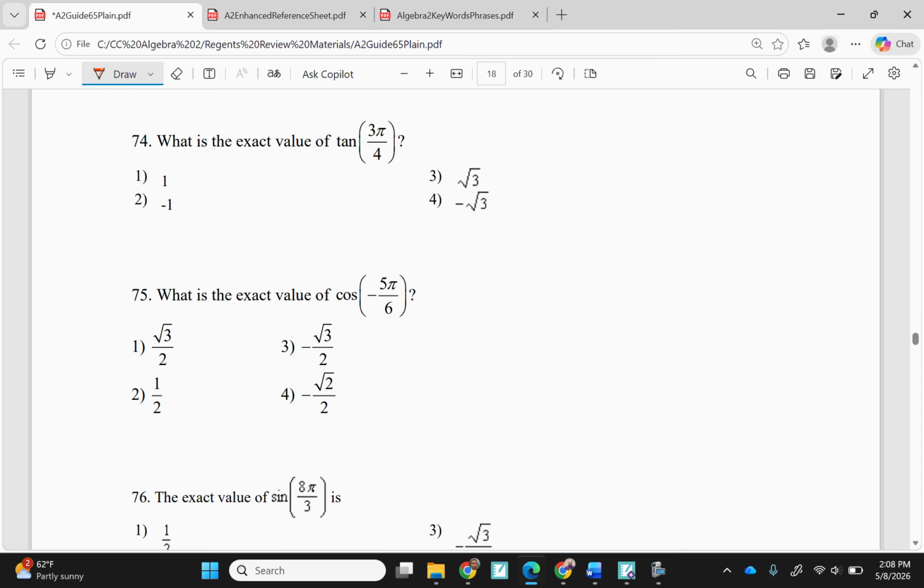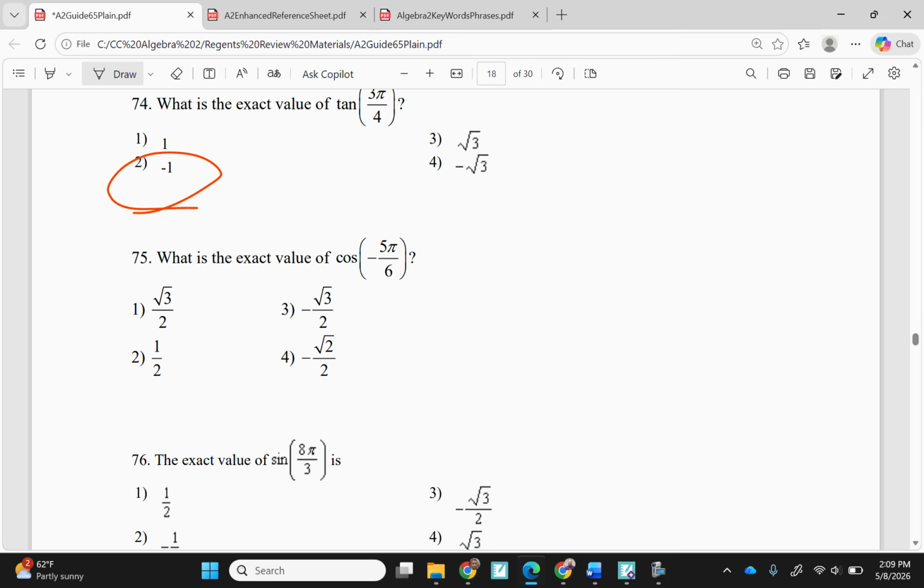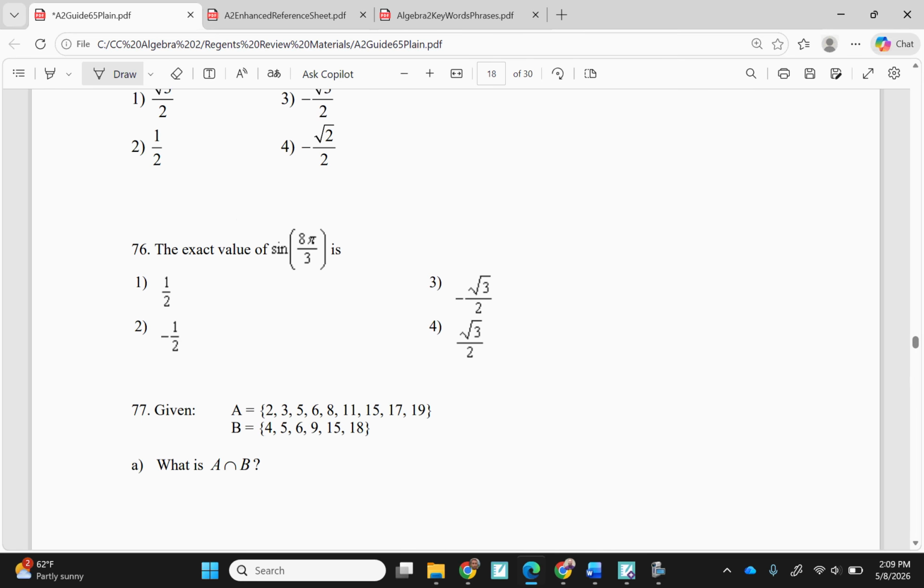There we go. Now, often you would have to type in each answer. So like for number 75, when I type in cosine of -5 pi over 6, it's going to give me a decimal. So then I would just type in each decimal and see which one matches up. So choice 3, if I type in -3 over 2, those decimals match, and that would have to be my answer. That's the only trig thing on Guide to 65. The rest of the trig is really Guide to 85 stuff.